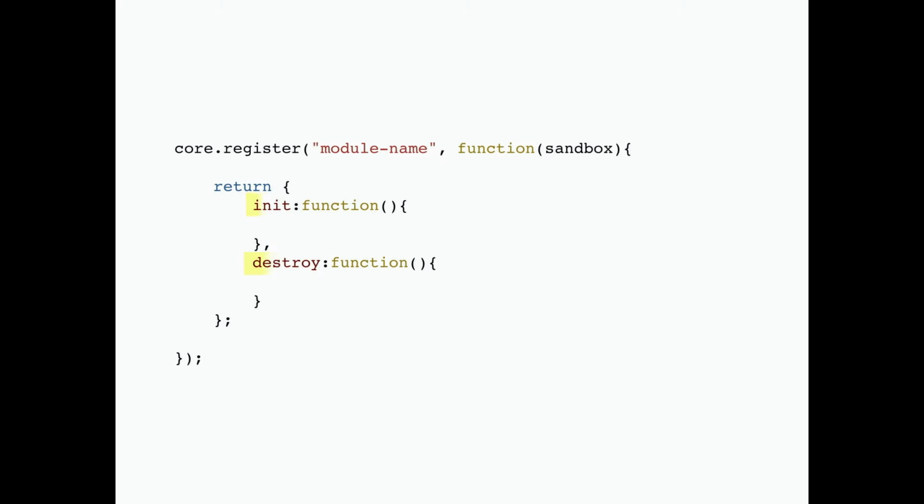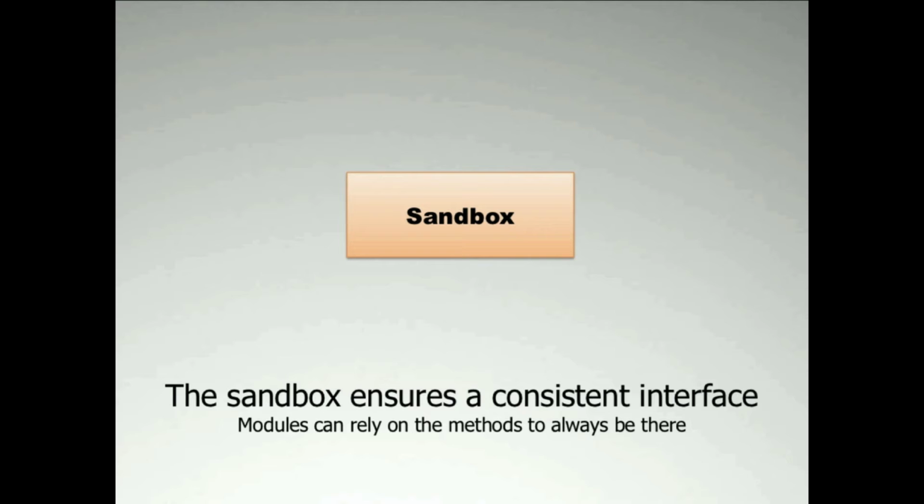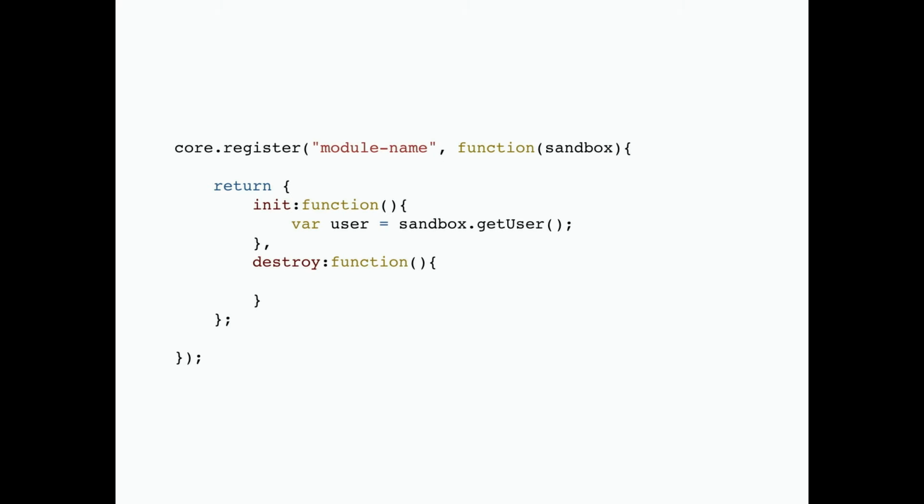So you register on the core a module that has an init and destroy function, which are the ones that deal with the life cycle of the module itself. And there are these things that get injected in the constructor, which is a sandbox, that is the core API of your application. So you define what is the interface that the modules rely on, and that's the only thing they know about the architecture. The sandbox is the thing that you have to think thoroughly the most, because it's, again, the only thing that is available across every module. So you might have, depending on your application, something like sandbox get user, or whatever, depending on your application idea and structure.